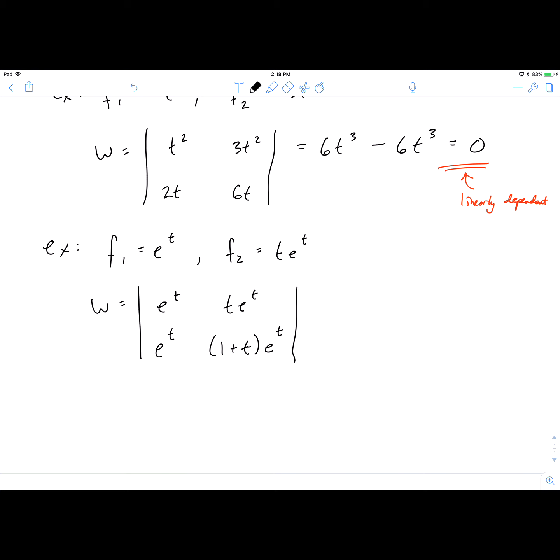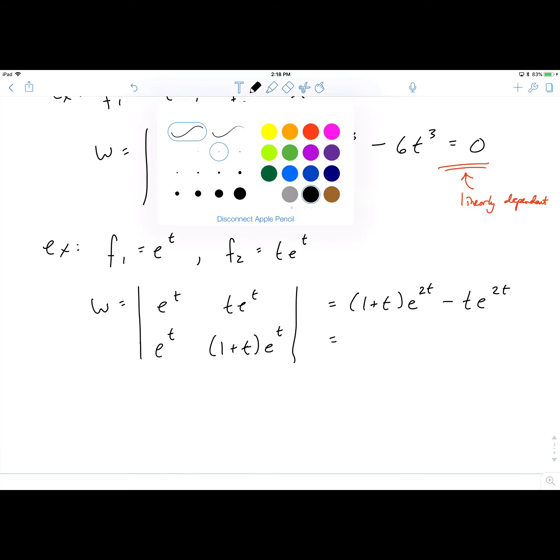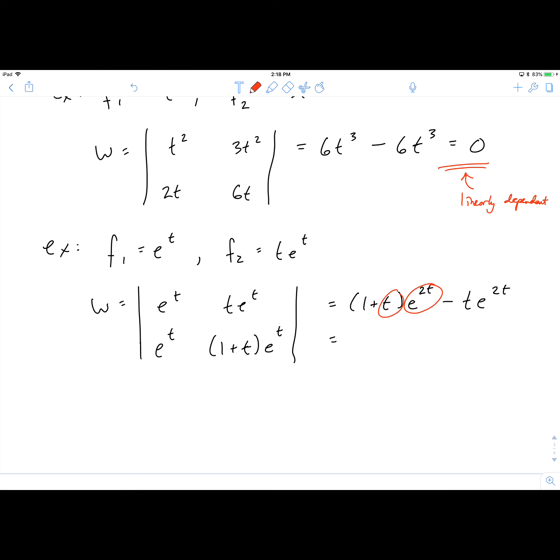f2 prime, if you use the product rule, you would get something like this after some simplification, right? And then when you go to take the determinant of this, you'd multiply along this first diagonal. So you'd have 1 plus t times e to the 2t, right? e to the t times e to the t is e to the 2t. And then you'd multiply along this diagonal. So again, you'd have t times e to the 2t. Now notice when you do this, that some of this part cancels. So this t and e to the 2t cancels with all this, but it leaves behind a 1 times e to the 2t. So this comes out to something other than 0.